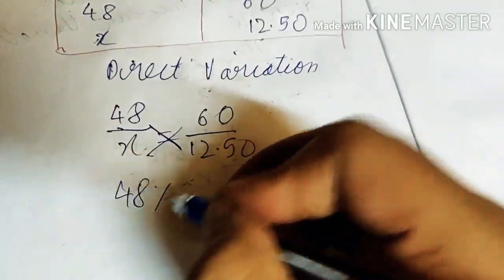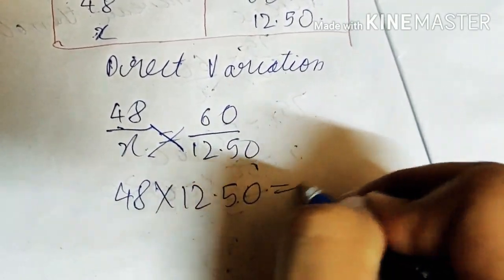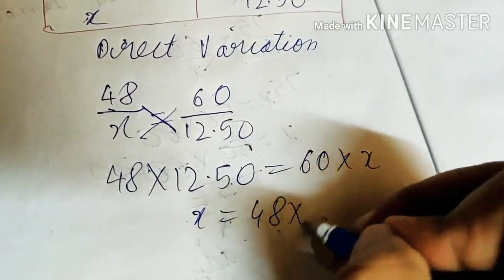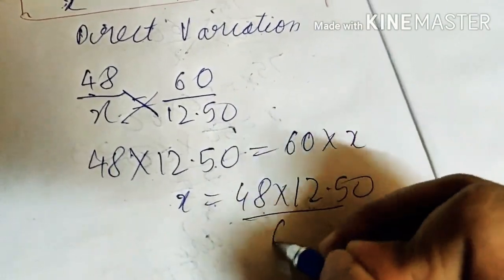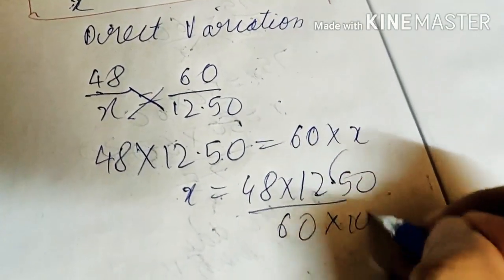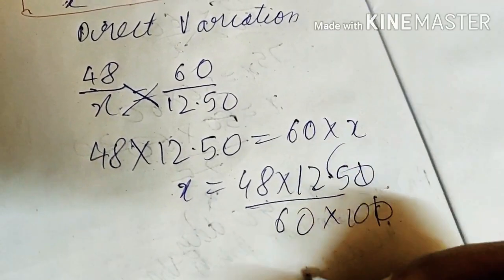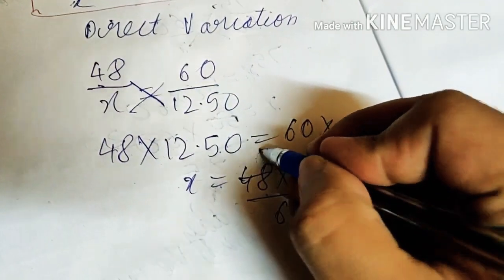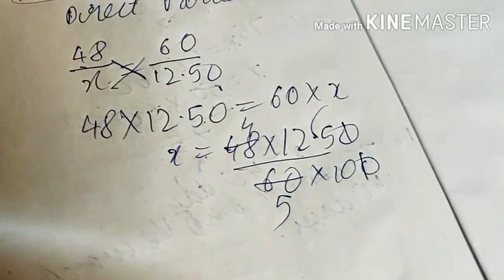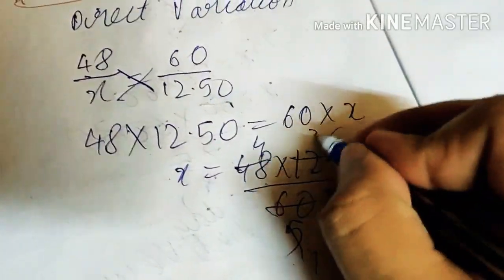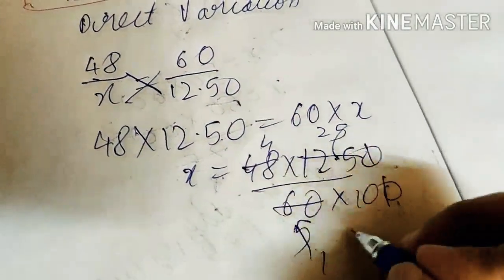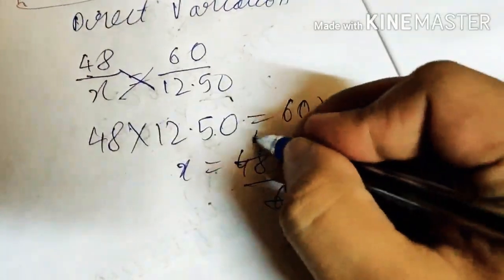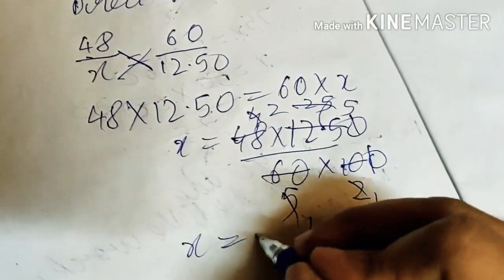48 into 12.50 equals 60 into x. So x will be equal to 48 into 12.50 upon 60. Removing this decimal, we'll get 100 down. This 0 is reduced. If we cut it further, this can be reduced by 12: 12 4s are 48, 12 5s are 60. Then here also, 5 2s are 10, 5 5s are 25, 2 1s are 2, 2 2s are 4. So x equals 2 into 5, 10.